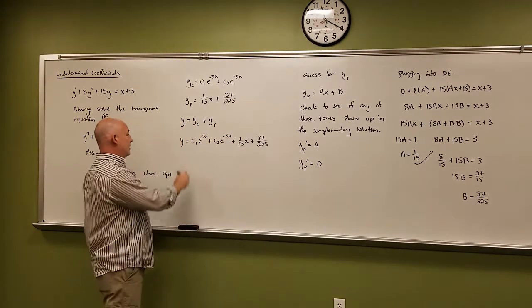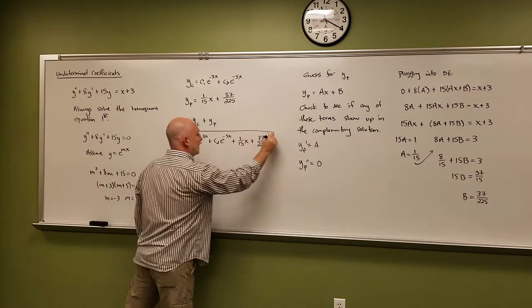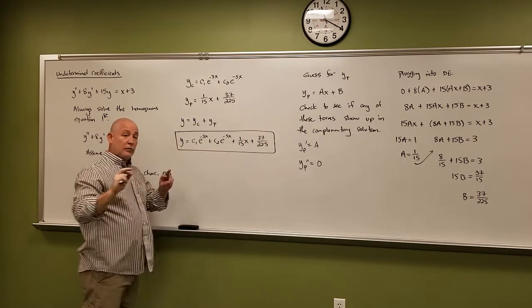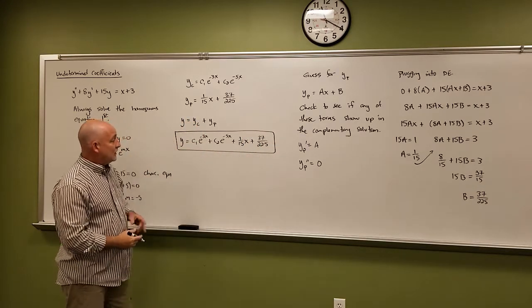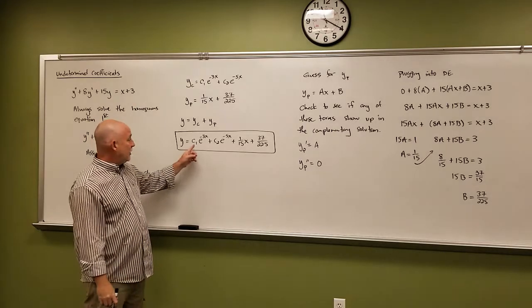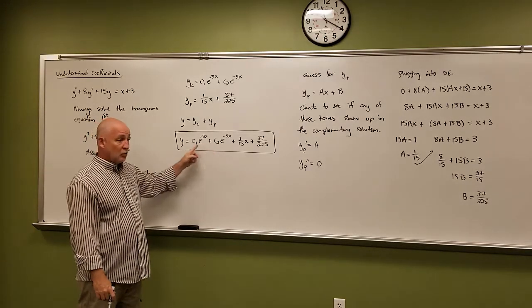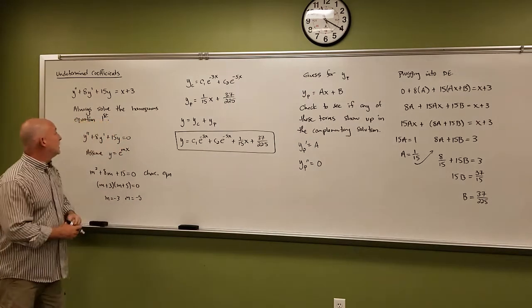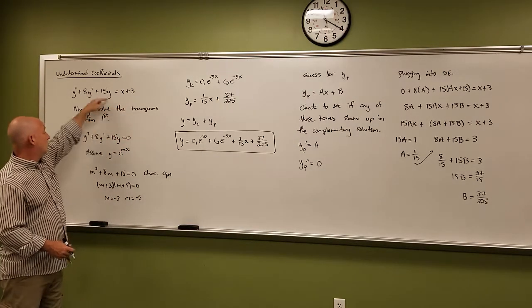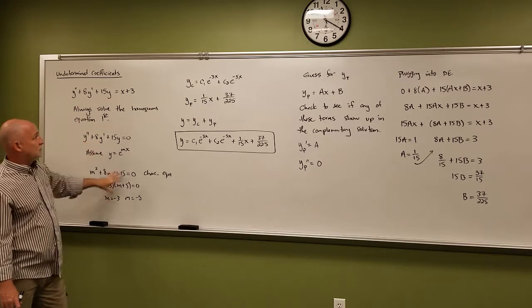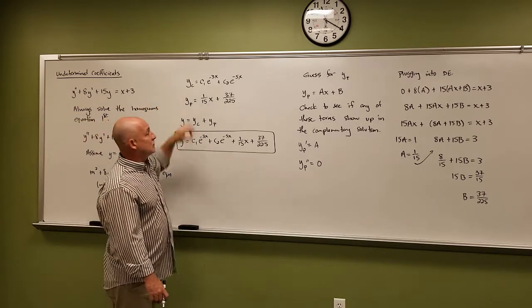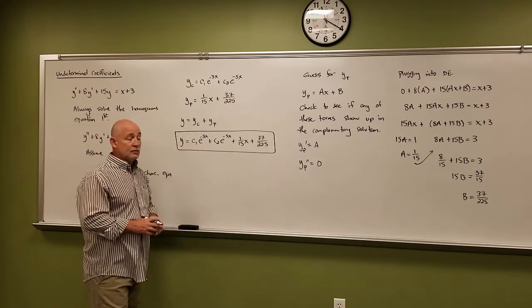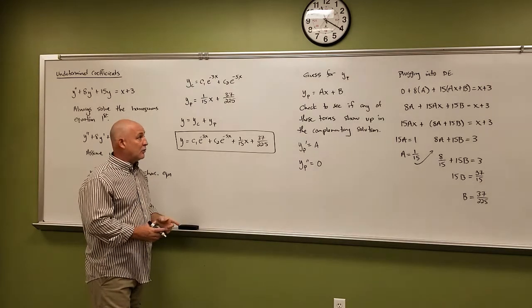All right, so there's our solution. Now that we have the air quote complete solution, if you had any initial conditions, now's when you would apply them to try to figure out what c1 and c2 were. So anytime we're dealing with a non-homogeneous differential equation, we always solve the homogeneous first, kind of set that aside, and then determine what method we're going to use to go after the non-homogeneous part.